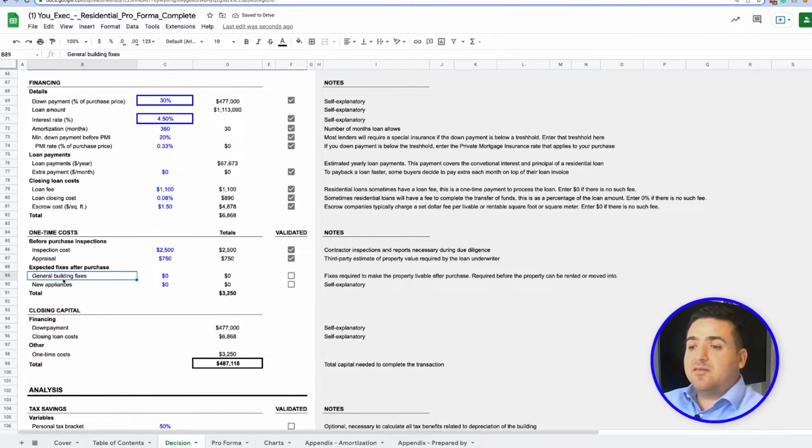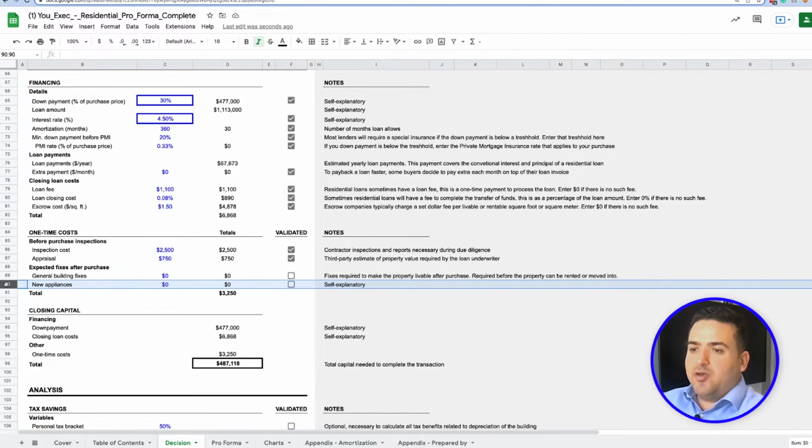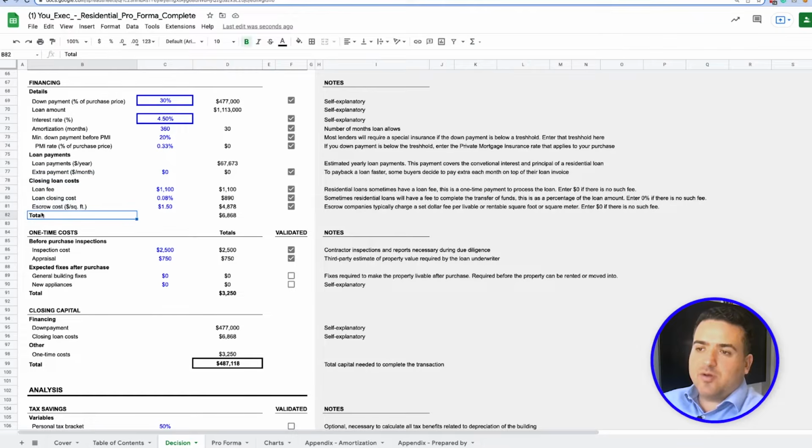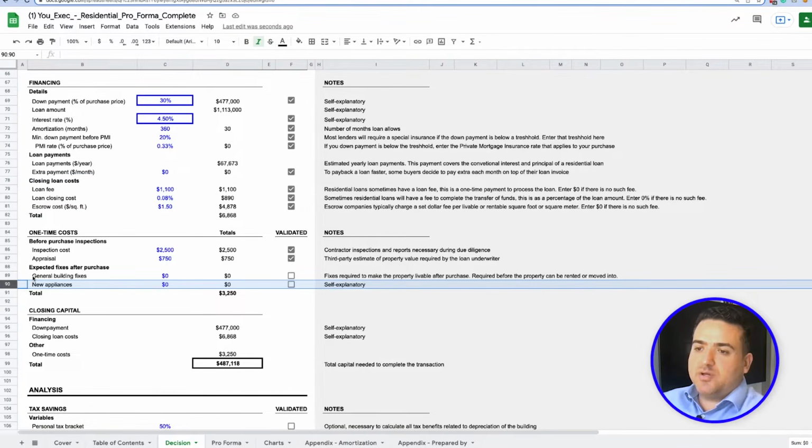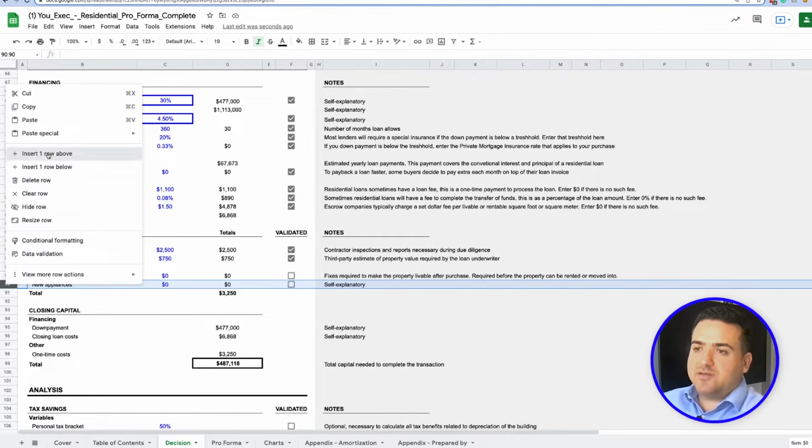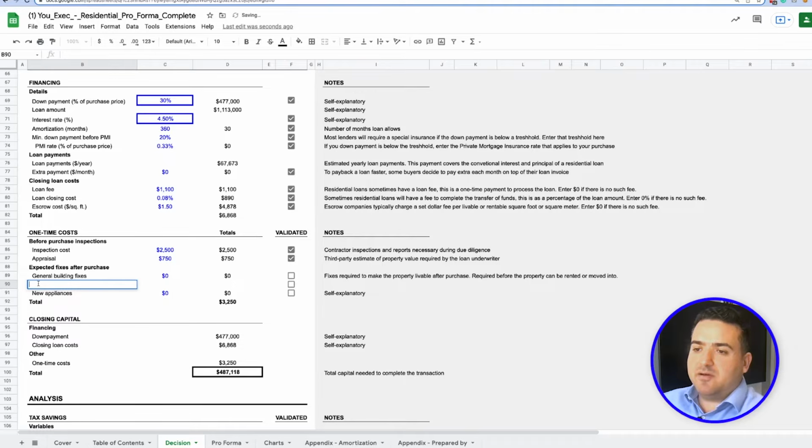If you need to do any building fixes such that you can meet the habitable conditions of your region, you want to include that here, or if you need new appliances, etc. You can always add new line items to any one of these sections. What you want to do is add the line item above the last row. So we're going to insert an extra row above here, and we're going to enter some expense.